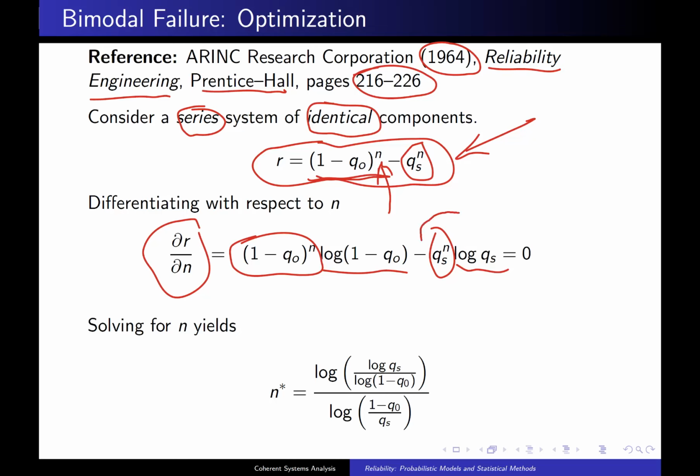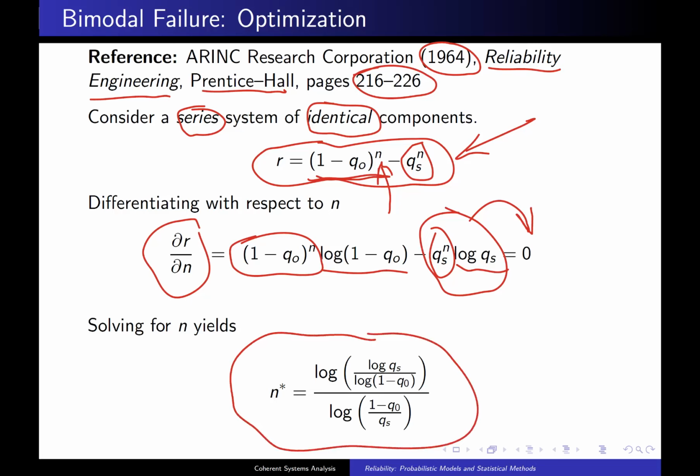Now, when you take this second term over to the other side of the equation, you can see if you take the log of both sides, your n will get pulled down. So with 2 or 3 steps of algebra, you'll see that this quantity right here is the value of n which makes this derivative equal to 0. So this tells a design engineer, if you want to maximize the system reliability, this is the number of components that you should place in series in the bimodal failure setting.